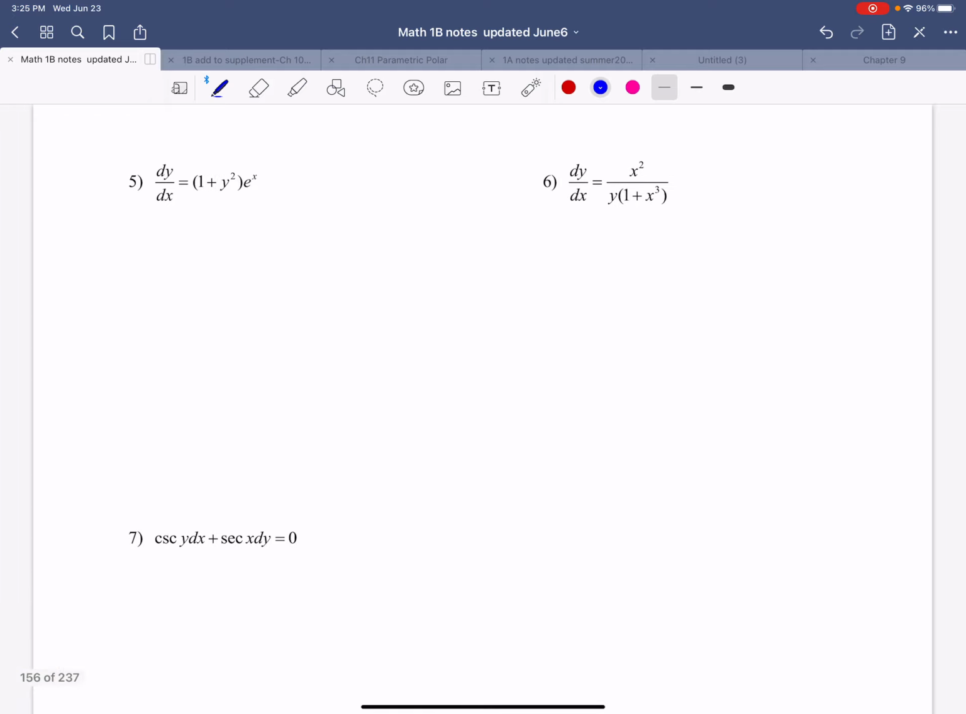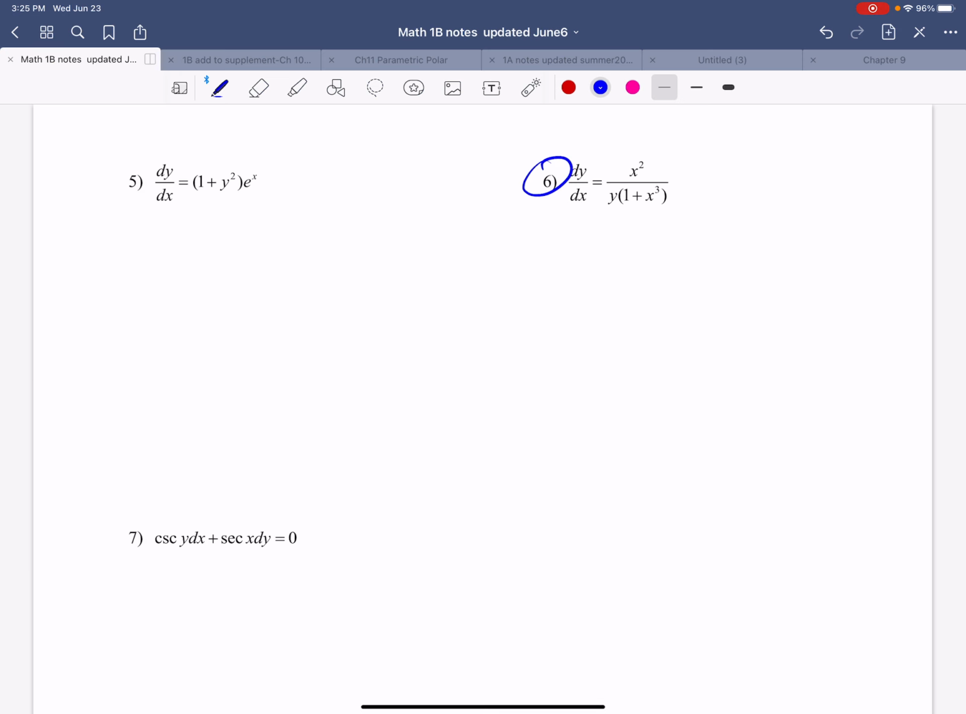More examples. Let's go ahead and check out number 6. For number 6, again, my goal is to isolate the variables here. I'm going to try to get the y terms on one side. dy over y is equal to x squared over 1 plus x to the third dx.